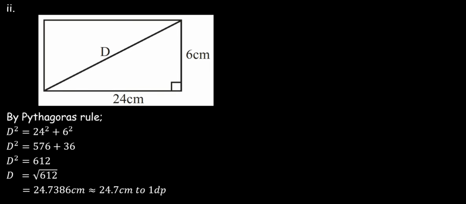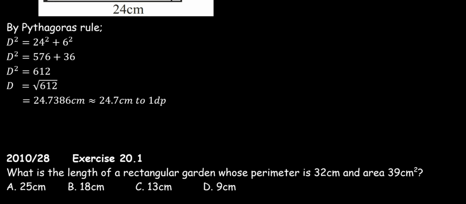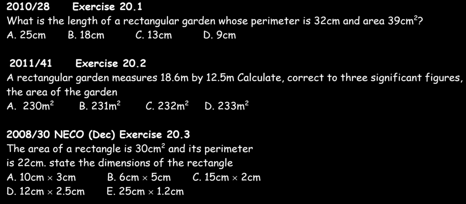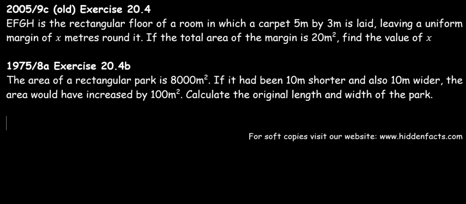We've come to the end of the examples under this subtopic, areas and perimeters of rectangle. Next, we have some exercises at page 336 of the textbook. Please try your hands on the exercises.